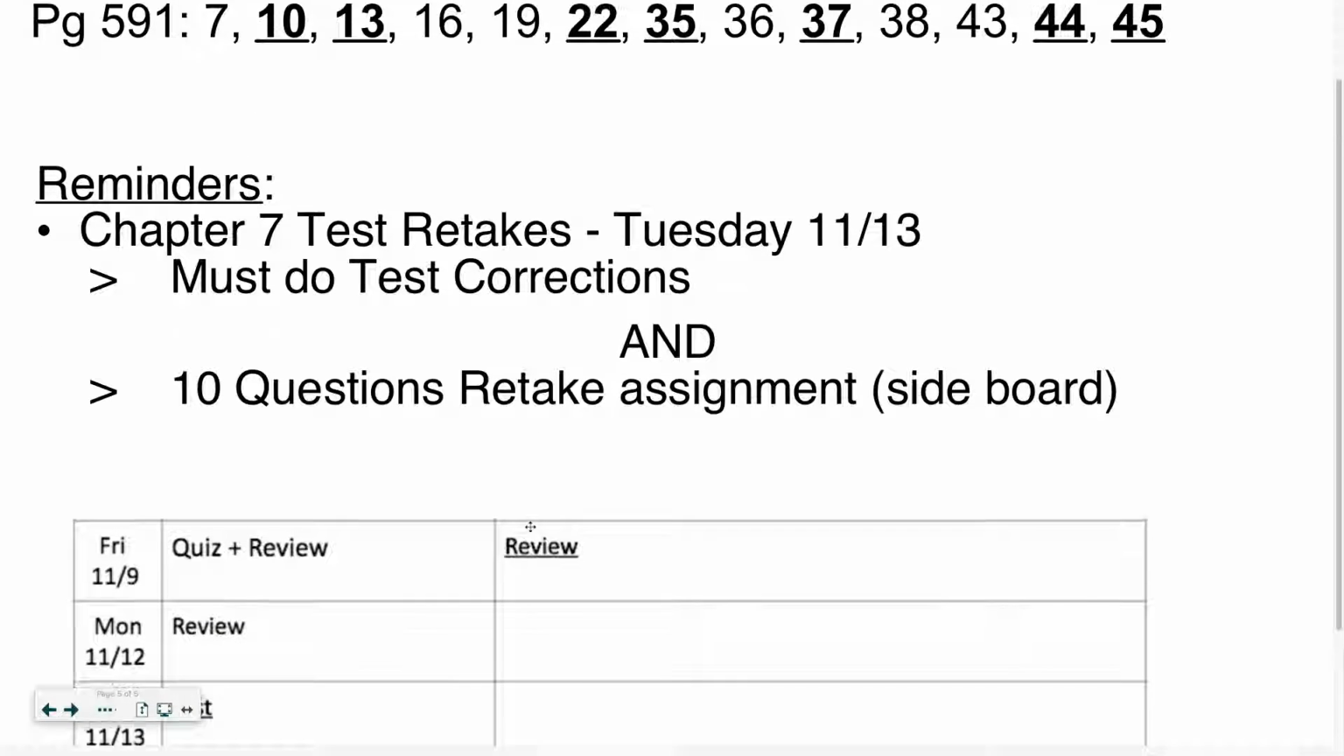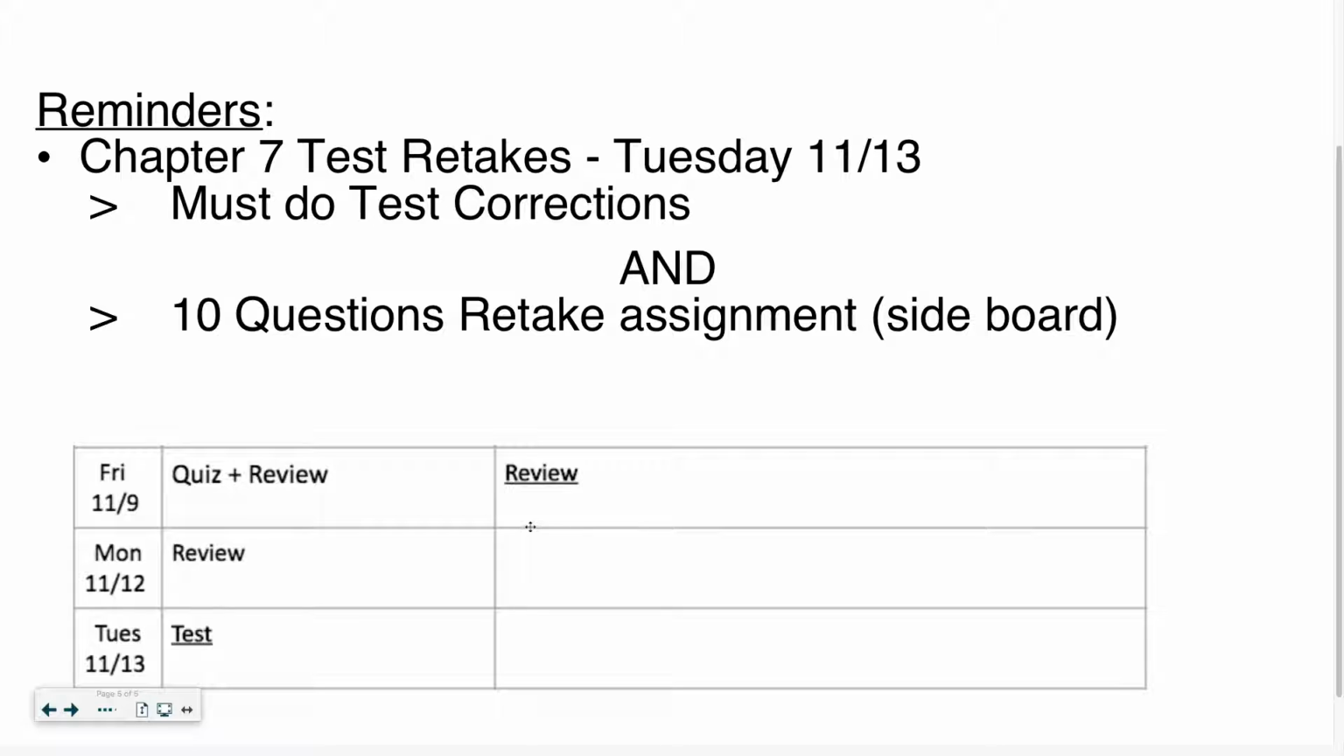Also, just a couple of announcements. The Chapter 7 test retakes, that deadline is next Tuesday, the 13th. A reminder to those people who have checked out the test and are planning to do that, you actually have to do and write down test corrections. So that could be on the actual test, that could be on a separate sheet of paper, but it needs to be written down so you can hand it in to me.